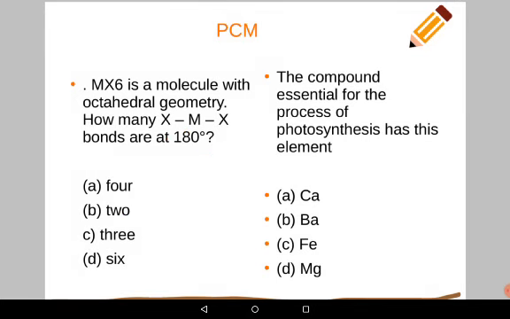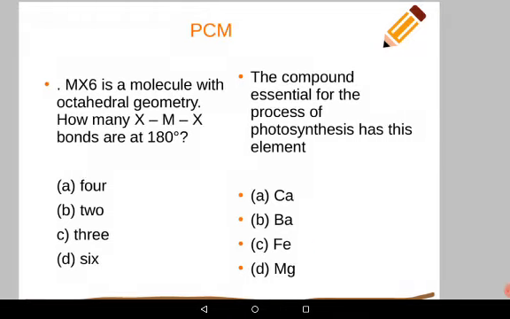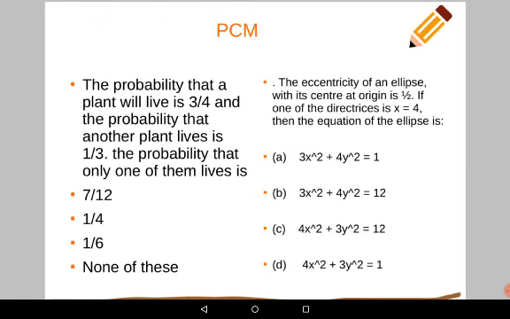Now the next one is, the compound essential for the process of photosynthesis has this element. So this is Mg, okay? And it's in chlorophyll.